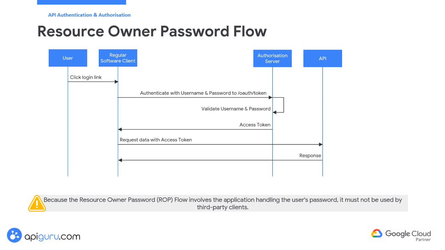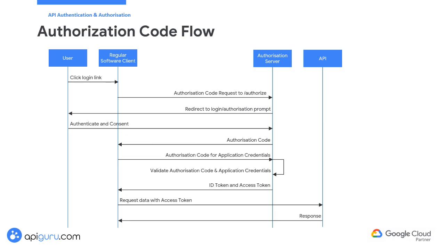Mainly because the client application has direct access to the user's password, it's typically only used for first-party applications, that is, apps developed by the same entity that owns the authentication system, where the risks can be better managed. The authorization code grant type is commonly used in user authentication scenarios through a client application.